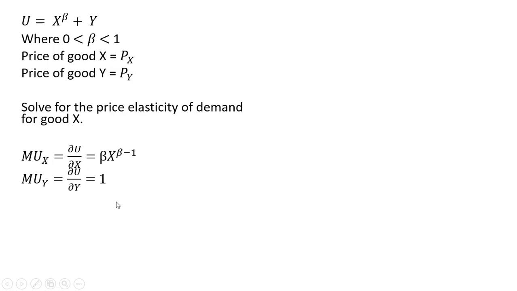And we're going to set up the consumer equilibrium condition. The consumer maximizes utility by setting the marginal rate of substitution equal to the ratio of the price of good x to the price of good y, where the MRS, the marginal rate of substitution, is the marginal utility of good x divided by the marginal utility of good y. So the marginal utility of good x divided by 1, which is the marginal utility of good y, equals the ratio of the prices. And I'm just going to solve this for x.